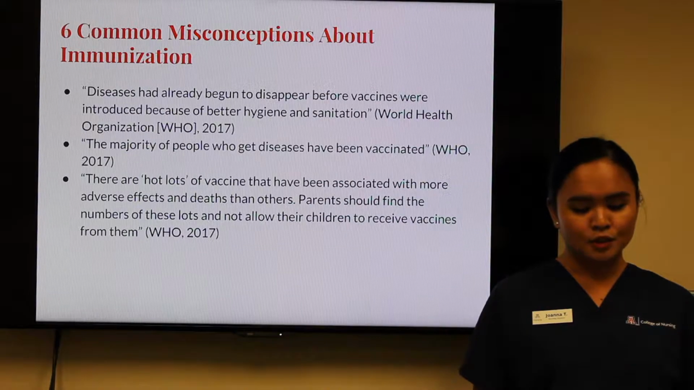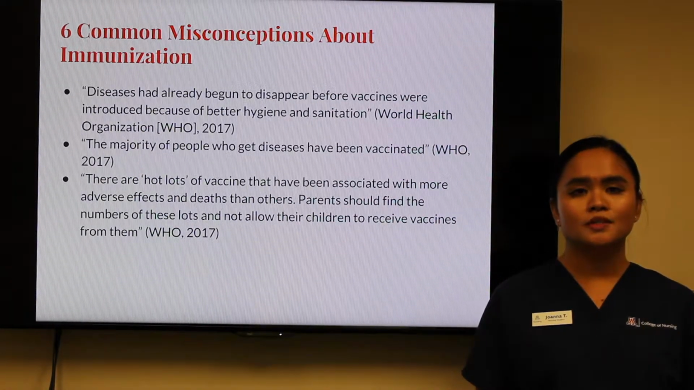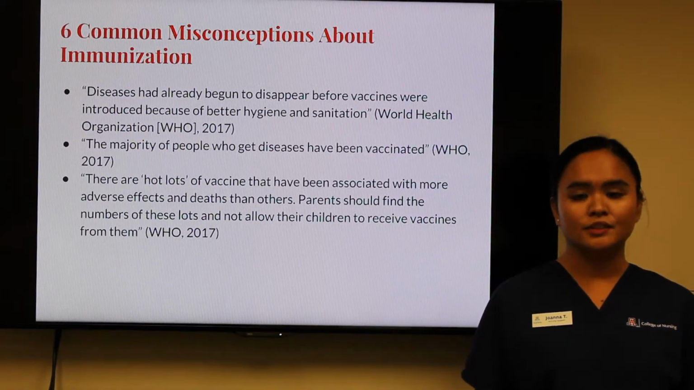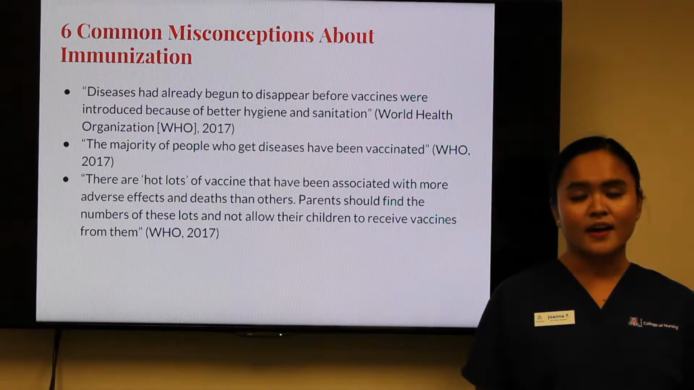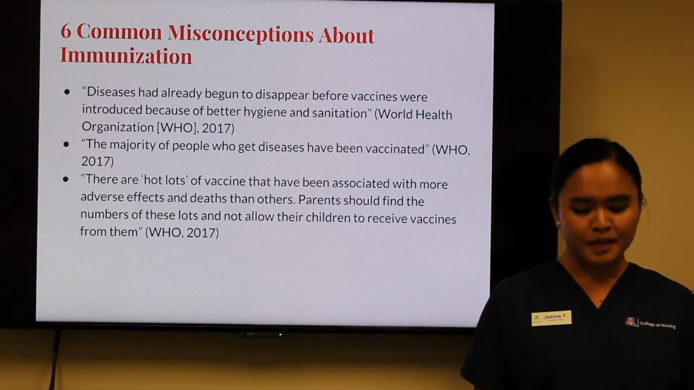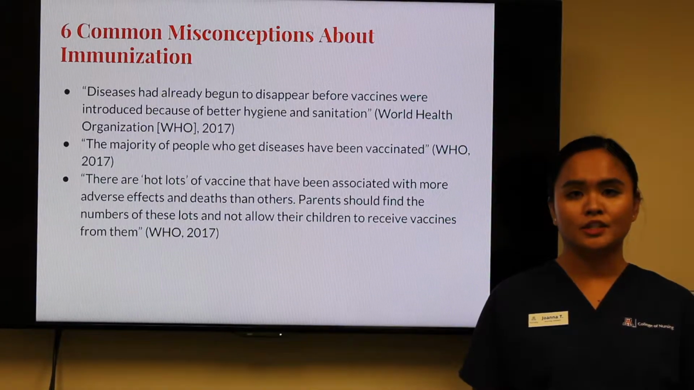Number 2: the majority of people who get diseases have been vaccinated. No vaccine is 100% effective, and some people may never develop immunity after receiving a vaccine. This factor coincides with the fact that most people in the US are vaccinated, and as long as that remains true, herd immunity will protect the general population.